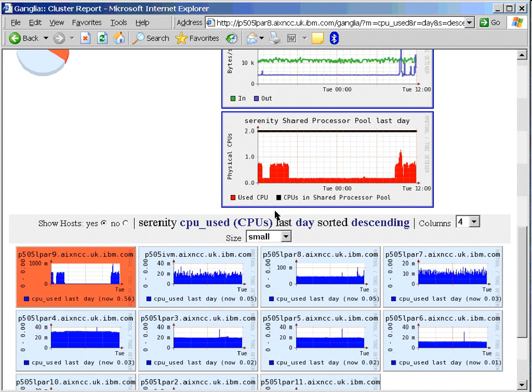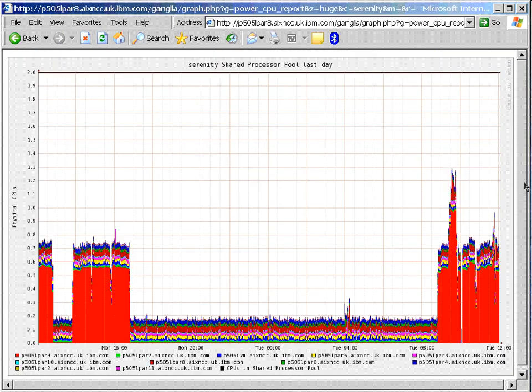Any graph with a blue border around it is an add-on for Ganglia, and it means we can click on here and get a detailed graph. So here we go. Each of the logical partitions is given a different color, and this red one here is this WPAR9 that we already knew was quite busy, and we can see him coming and going.